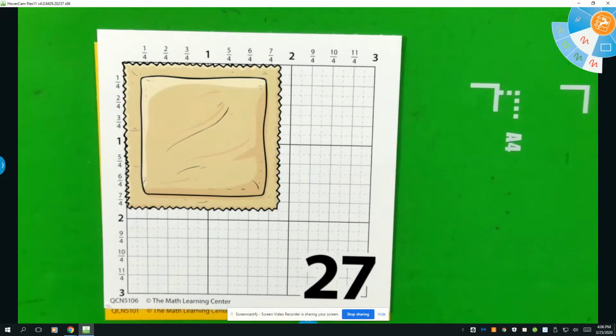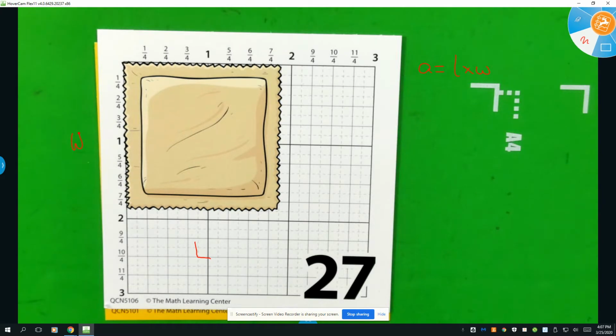Okay, so first thing we have to do on this is we've got to find the area. Now remember, area is the amount of square units inside an object. So let's start out with writing down the formula. Area equals length times width. You've only heard that a million times. All right, so the length is the bottom. The width is the side.